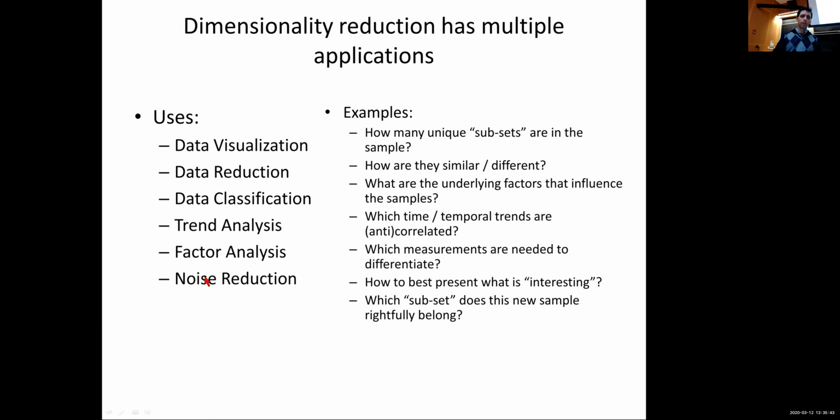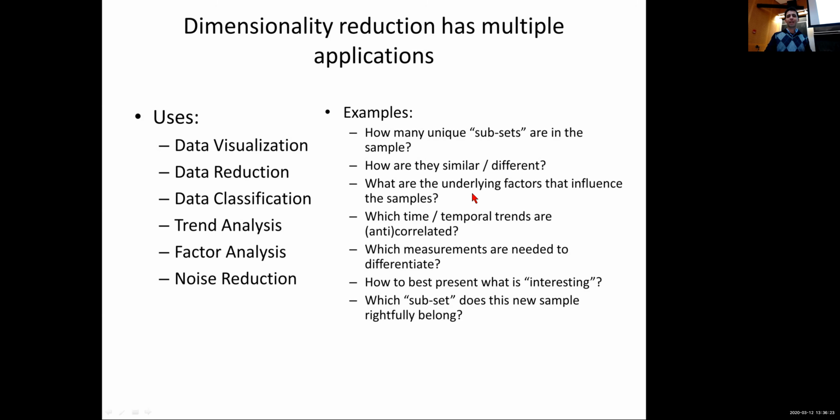Awesome. This is actually a double-edged sword, because sometimes the major axes of variation are the noise. For example, the batch in which you did the experiment might actually be driving a big chunk of variation. So in some cases, we actually remove the first few principal components, and then we remove the last few principal components, and we focus on the middle of the distribution. And then some of the questions you can ask is how many unique subsets are in the sample? You don't need a classification. You don't need labels for that. You might say, well, there appear to be 3 clusters here. How are they similar or different?